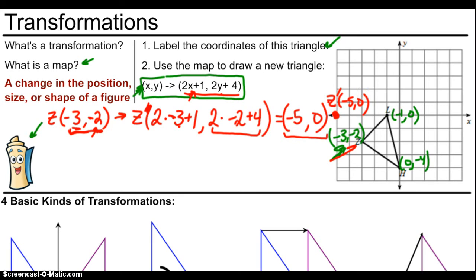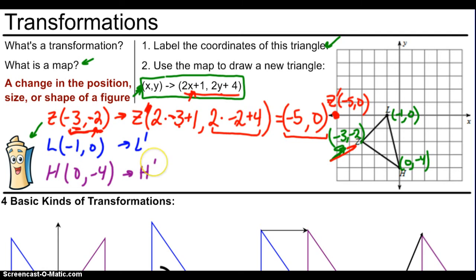What I'd like you to do is take the other 2 points, L, which is at -1, 0, and H, which is at 0, -4, and figure out where L prime and H prime are going to be using this map. Pause the video now. The answers are going to flash in front of the screen in 3, 2, 1.